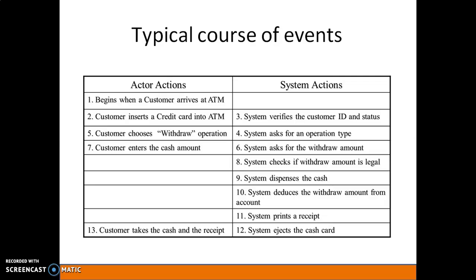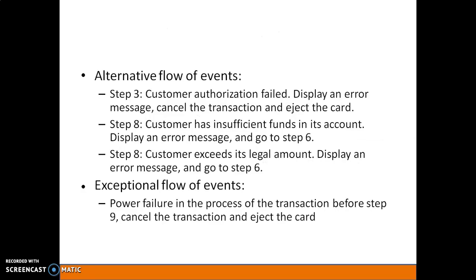Then the customer enters the amount he or she needs. Then the system checks if the withdraw amount is legal. Then the system dispenses the cash. The system deducts the withdraw amount from the account. The system prints a receipt. The system ejects the cash card, and the customer takes the cash and the receipt. These are the different steps we generally perform while withdrawing cash from the ATM. Then these are the alternative flows of events.